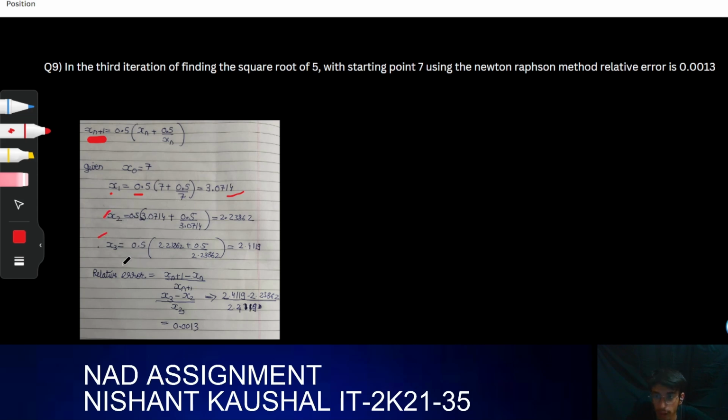Now the relative error formula is (x(n+1) minus xn) upon x(n+1). So in the third iteration, this is the first iteration, second iteration, third iteration. For the third iteration n will be 2, right, for relative error. So the relative error formula will be (x3 minus x2) upon x3. We have calculated the relative error, that is 0.0013, and what we want is 0.0013. As both are the same, the answer is 2.